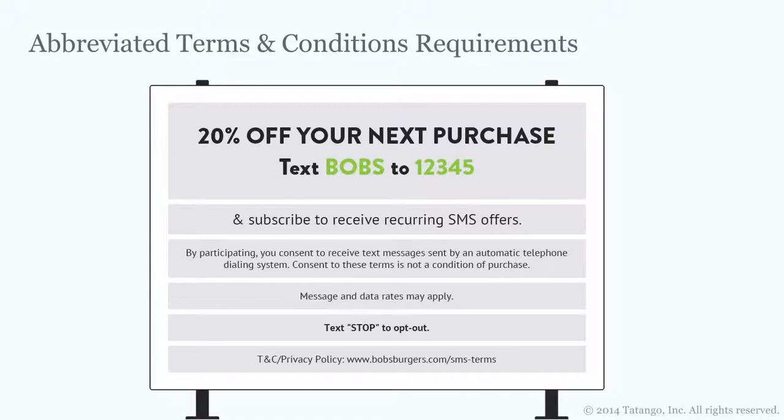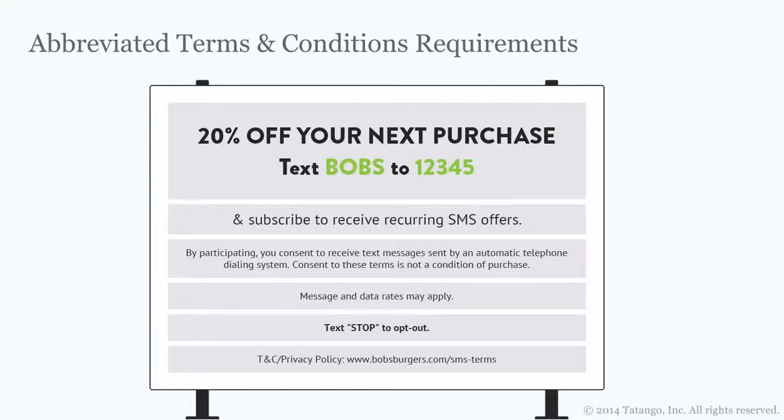You want to do this for two reasons. One, it's required by the CTIA. Two, it's misleading if you're opting someone into recurring SMS offers without actually telling them, because up at the top, "20% off your next purchase, text Bob's to 12345," that's not telling them that they're opting in to receive recurring messages. You need to be very clear with your customer what they're doing when they're opting in. I like the "20% off your next purchase, text Bob's to 12345 and subscribe to receive SMS offers." I like those things being big, very clear.